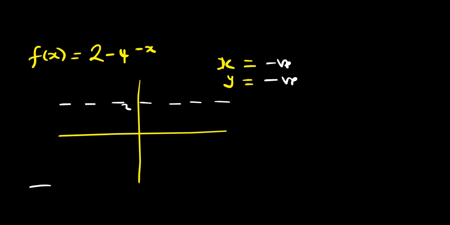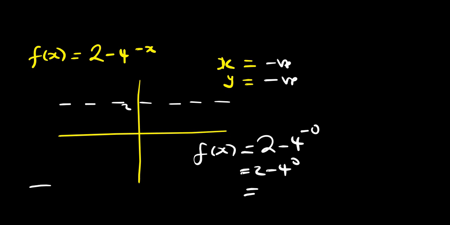We can only determine that by finding the y-intercept. So f of x will be equal to 2 minus 4 to the power negative x. On the y-intercept, x is equal to 0, so I'm going to have 2 minus 4 to the power 0, it's just a 1. 2 minus 1, what do I get? It's just a 1. So it means it's cutting the y-axis at 1. Therefore this graph is coming like that, passing like that, and it's going like this.